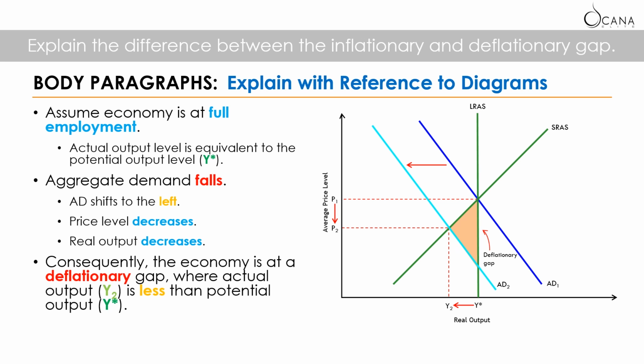Now, to make sure that our essay is more solid, what you can speak about is what causes AD to shift to the left. You can give some real-life examples. For example, it's caused by a loss of consumer confidence. It's caused by an increase in interest rate. There could be various reasons that cause AD to shift to the left. And you could refer to the formula of C plus I plus G plus X minus M to put down a few reasons.